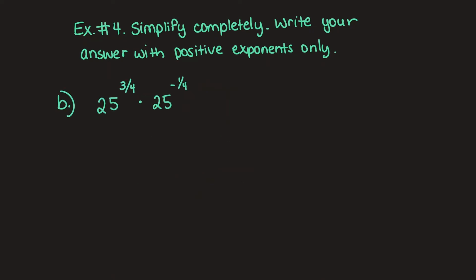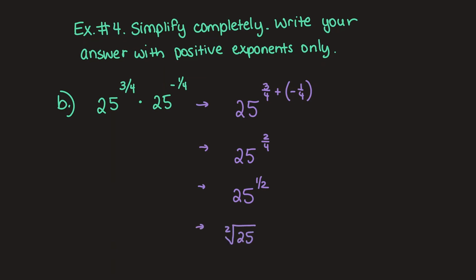For the next example, we can use the product rule of exponents and add the exponents while keeping the common base. So 3 over 4 plus negative 1/4 is 2/4. And then we can simplify this rational exponent as 1/2. And now we can convert this expression to radical form. So the square root of 25 is just 5.